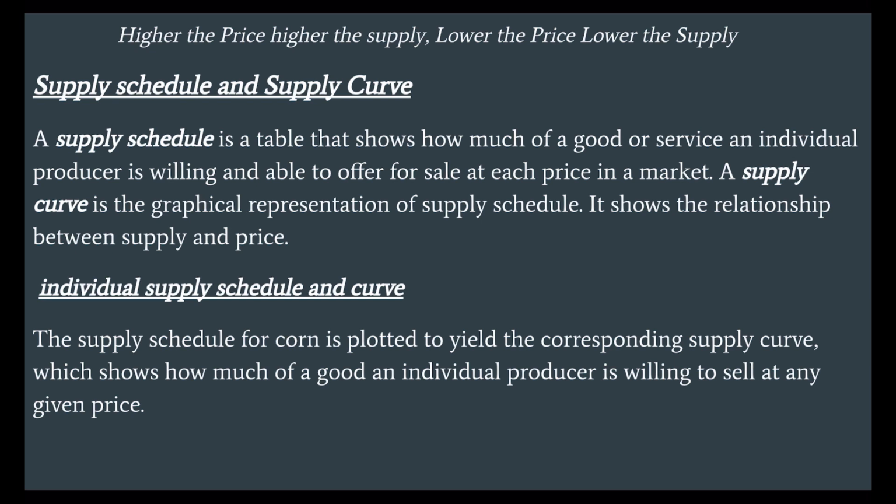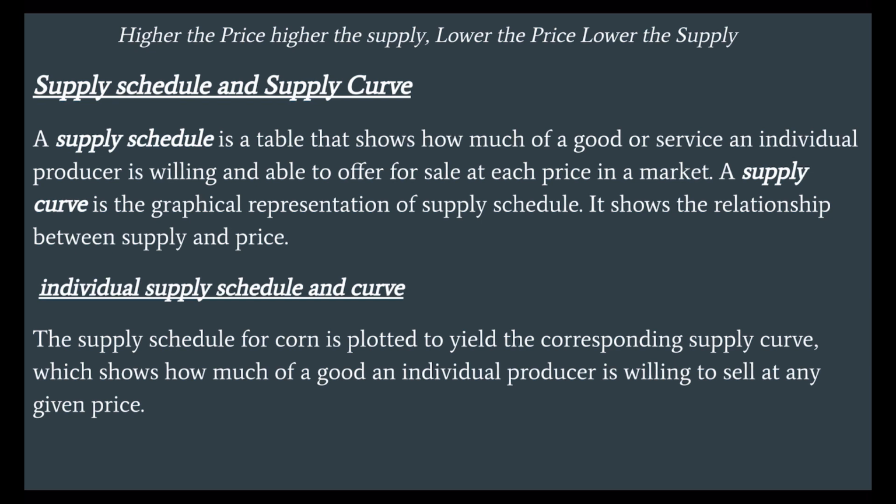Supply schedule and supply curve. A supply schedule is a table that shows how much of a good or service an individual producer is willing and able to offer for sale at each price in a market. A supply curve is a graphical representation of the supply schedule. It shows the relationship between supply and price.